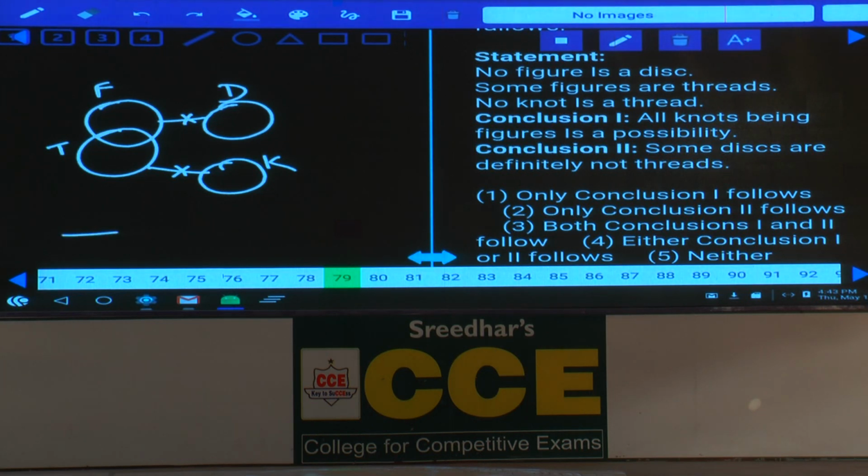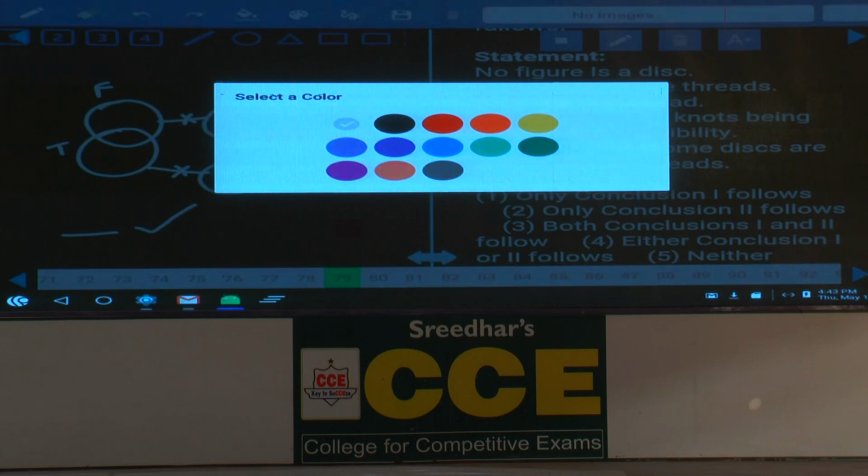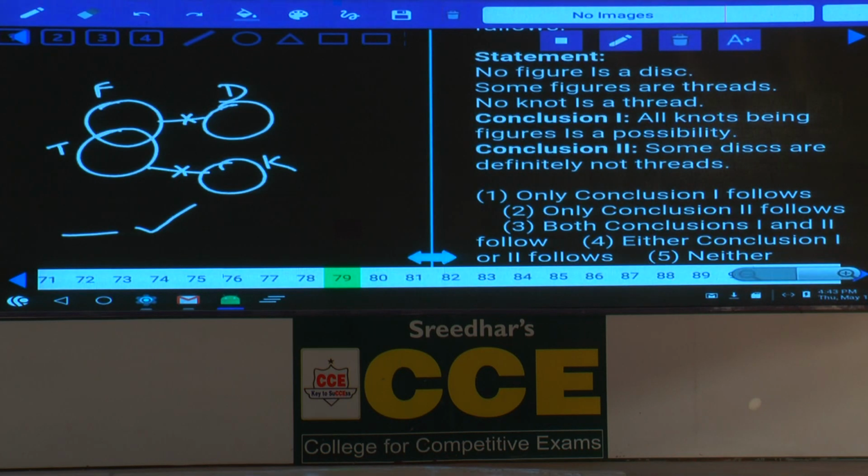Second one, some disks are not threads. No disk is a thread, so some disks are not threads is also true. Now in order to make this one false, we need to prove its complementary. What is the complementary? All disks are threads. Now we have to draw this disk like this. Is it possible to draw like this or not? Yes. Hence the alternate diagram is proven and the previous conclusion will be false.